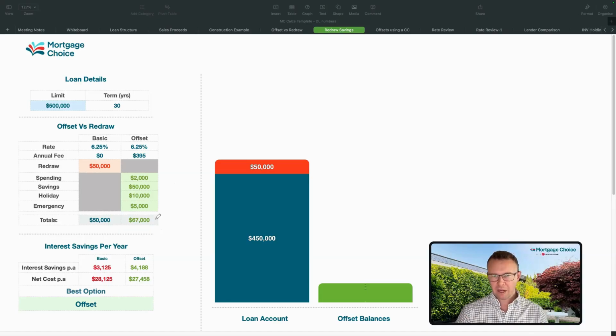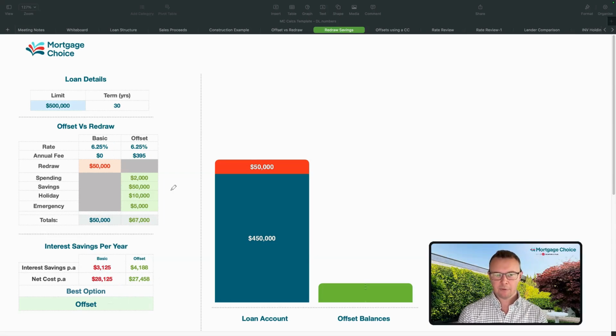Typically, $5,000 to $6,000 is where an offset balance needs to sit to outweigh this $400 fee. And so because we've got more than that, we're outweighing the charge and therefore our net cost for the year, interest charges, package fees, they're still lower than interest charges alone on the Redraw. So we're better off going with an offset account.